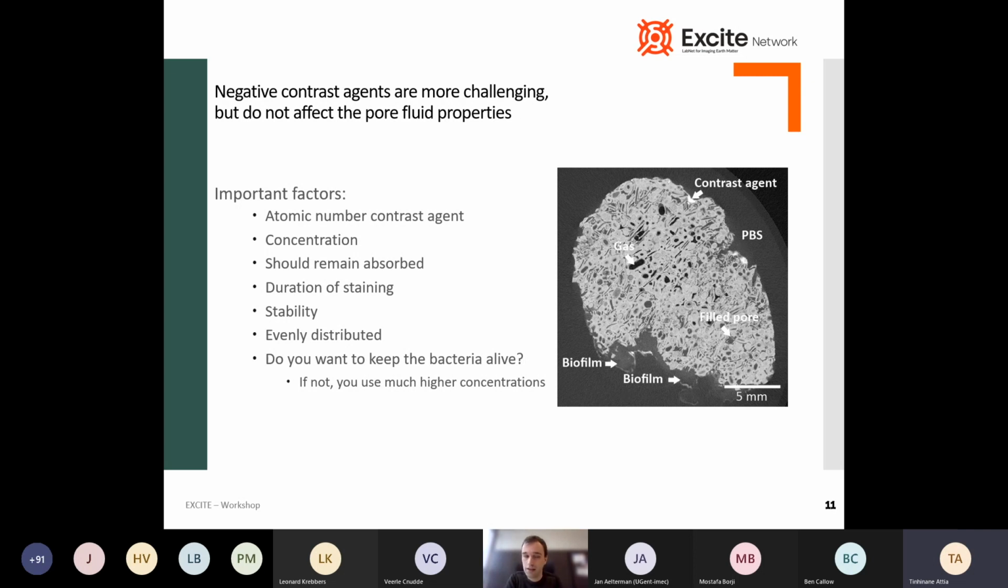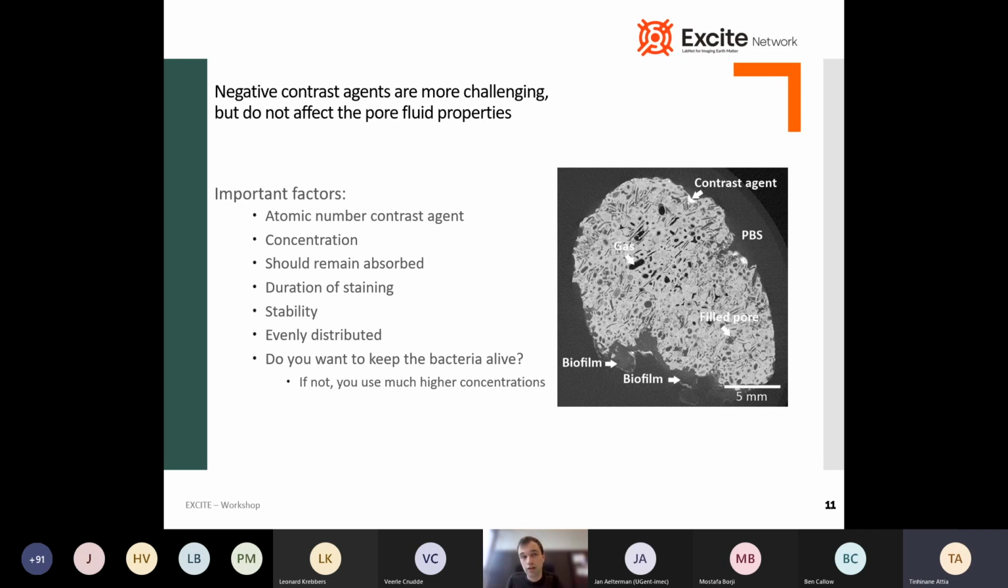And if you're working like me with a living creature, you should always also think: do I want to keep the bacteria alive or not? This will be very important, because if you don't care that much whether they survive, then you can use higher concentrations. Often it's okay to use higher concentrations as long as the shape of the biofilm remains intact.